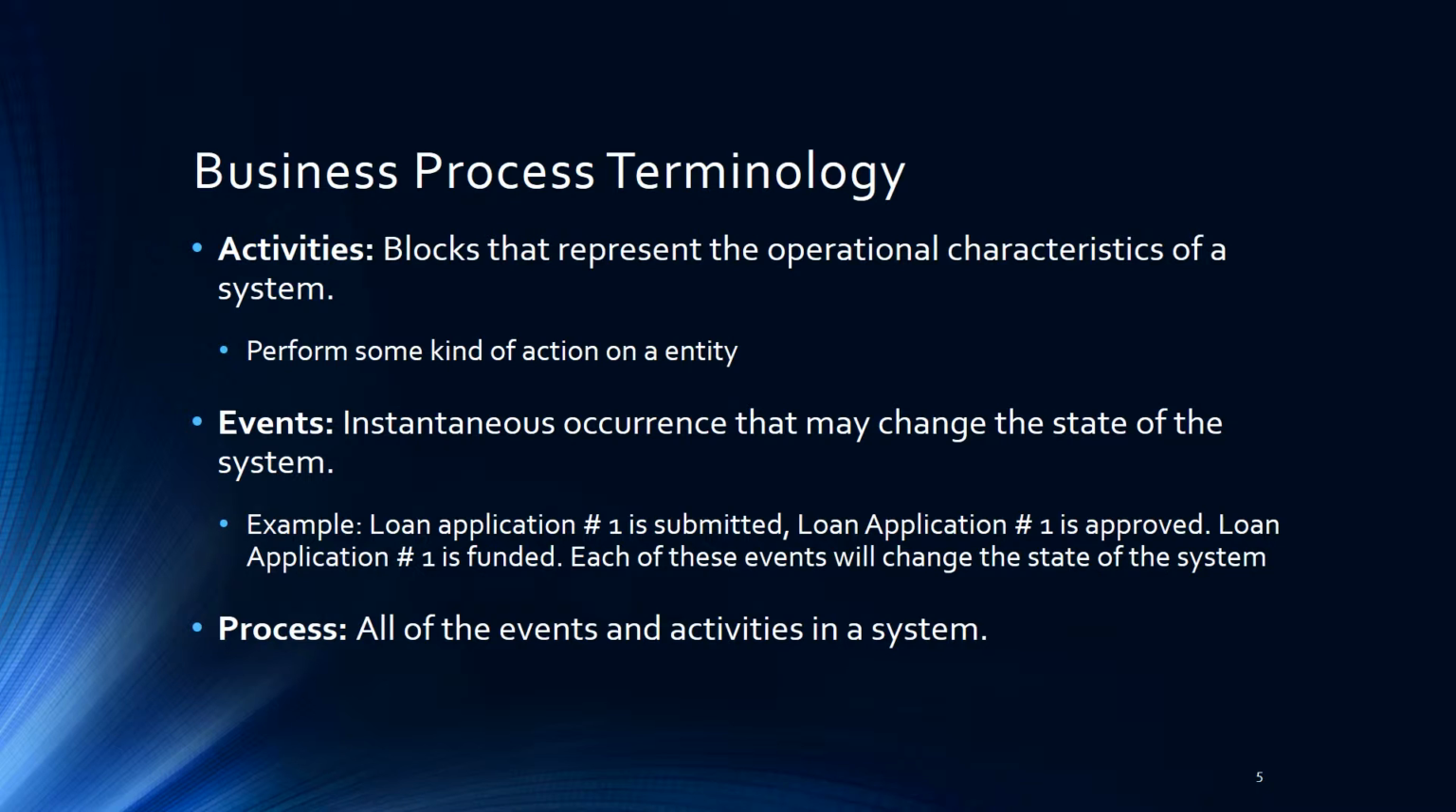And the example I have listed here is, again, for my sample process map I'll be sharing with you in the coming slides, a mortgage loan application from being submitted all the way through to being funded. And so as the example, we have loan application is submitted, loan application is approved, and then loan application is funded. Each of those events will change the state of the system. And then the third item is the process. So all of the activities and events that I previously mentioned are in a system.